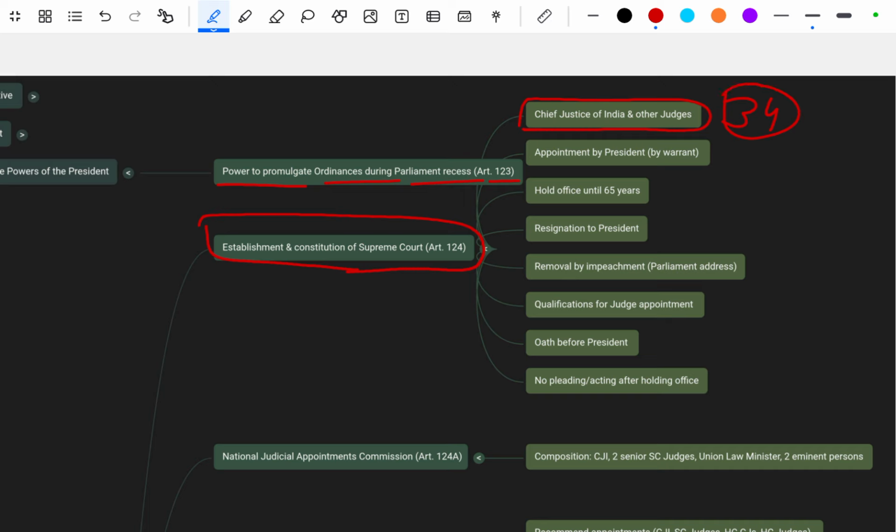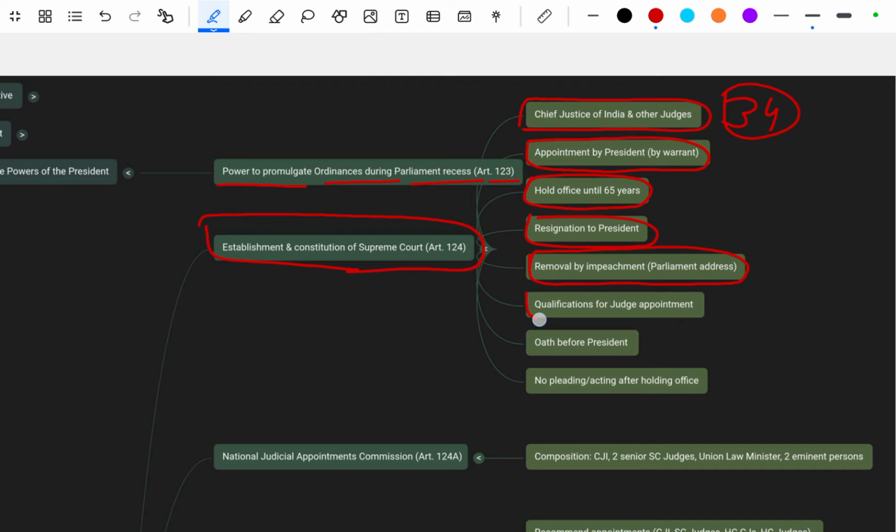other judges of the Supreme Court. Then appointment is by the President, by warrant. They hold office until 65 years of age, with resignation to the President. Removal is by impeachment, by parliamentary address. So there is an impeachment process for the Supreme Court judges and Chief Justices.